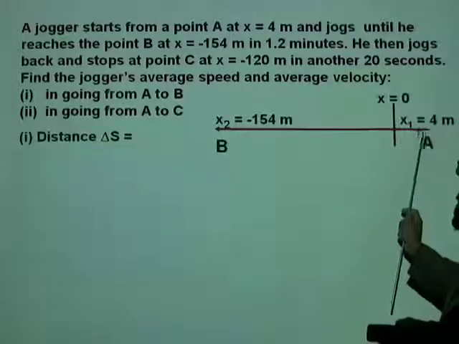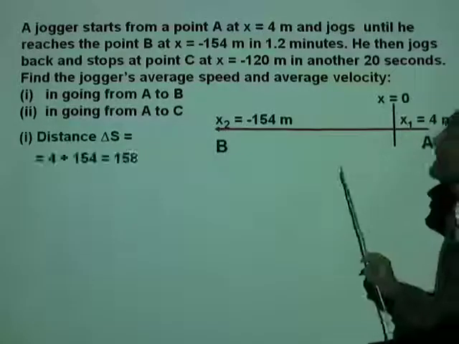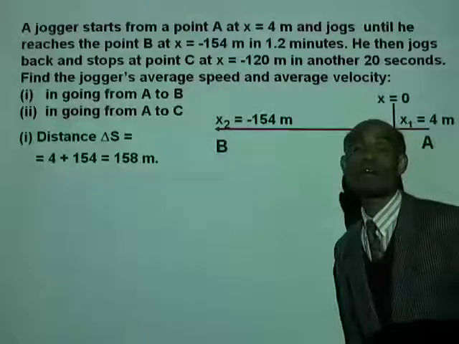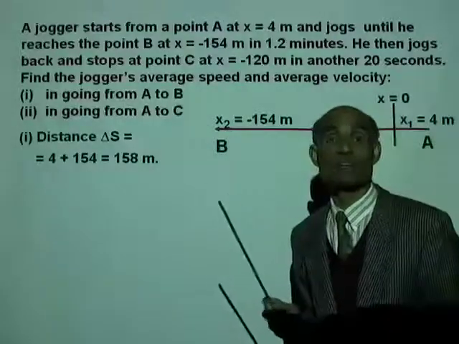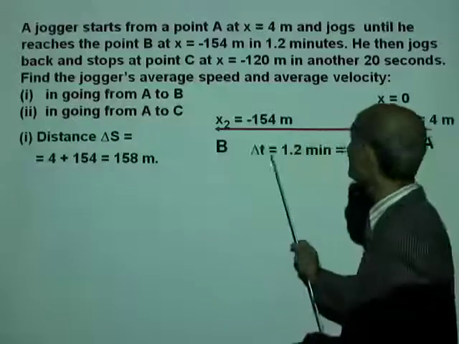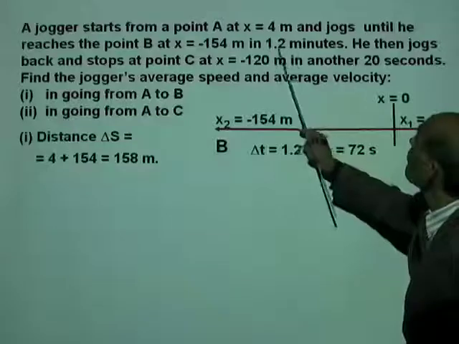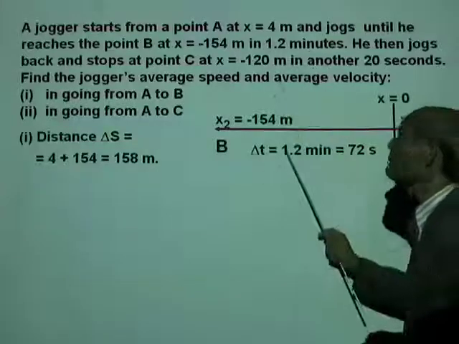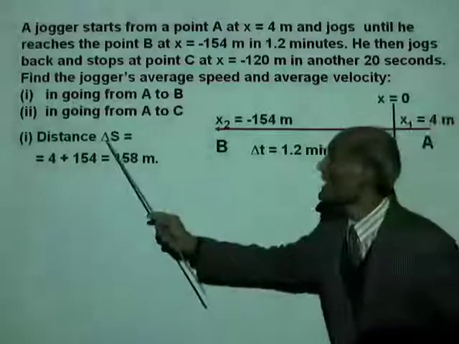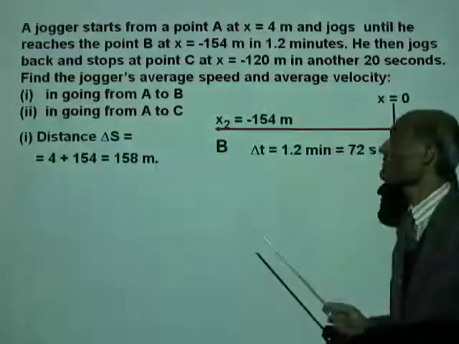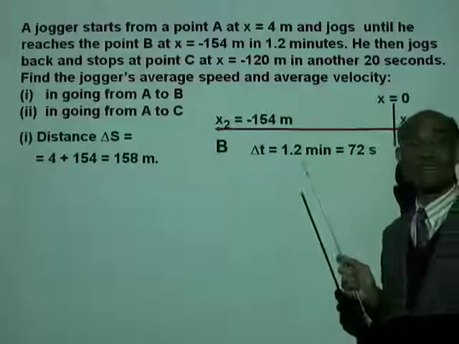What is the total distance he covered? It will be 154 plus 4, which is 158 meter. That is the distance he covered. Now, what is the time taken to do that? He did that in 1.2 minutes. 1.2 minutes is 72 seconds. So, delta S is 158 meter. Delta T is 72 seconds.